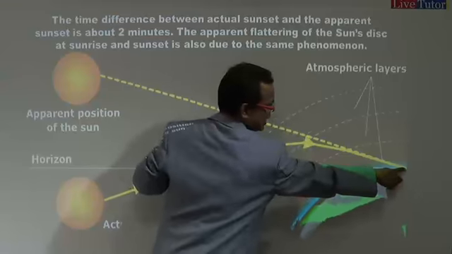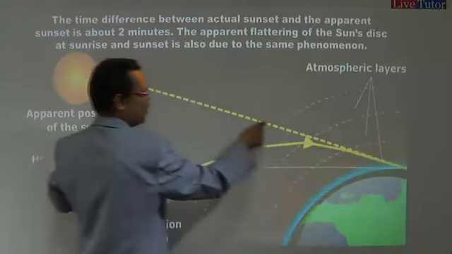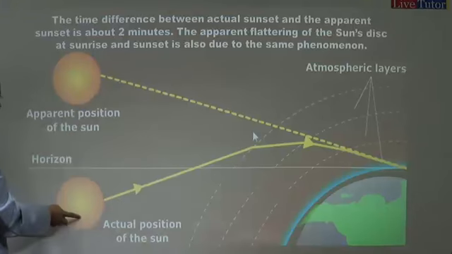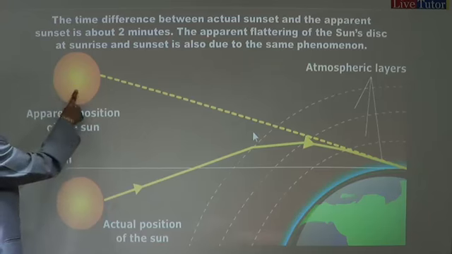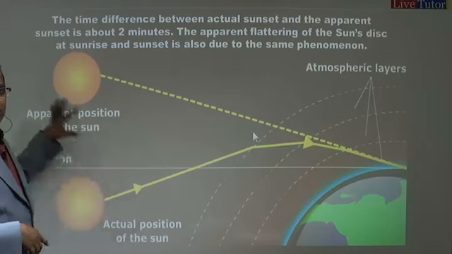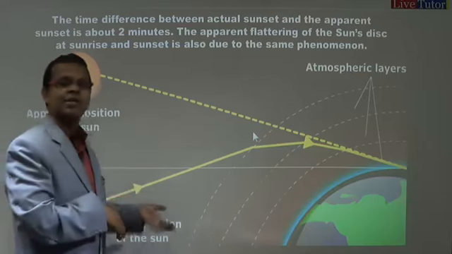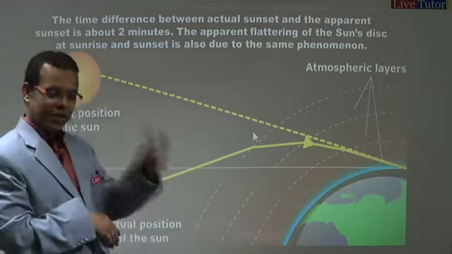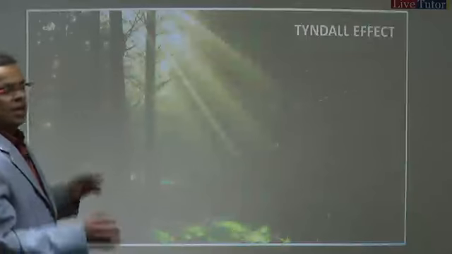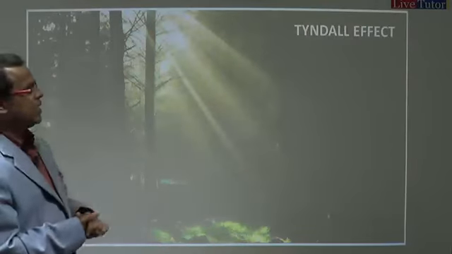So when it is reaching here, when you extend this line, you may think that the sun is here, but actually it has already settled down. But you'll still see that the sun is here. Okay? So thereby we say that we are able to see the sun even 2 minutes after the actual sunset. Right? So this is the advanced sunrise and the delayed sunset.